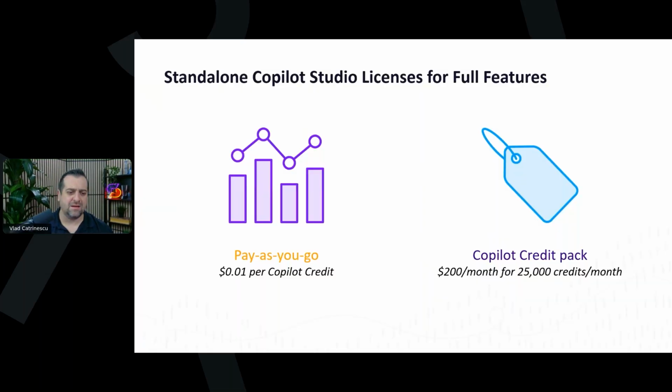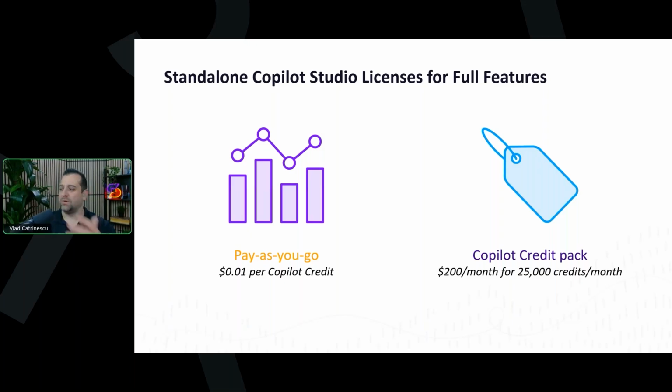Then we should also talk about Copilot Studio credits. We all know that agents are taking over the world. Microsoft loves to talk about them. And Copilot Studio also has two different licensing methods. You can either go pay as you go with 1 cent per Copilot credit, or pay $200 per month, get 25,000 of them, or have a mix.